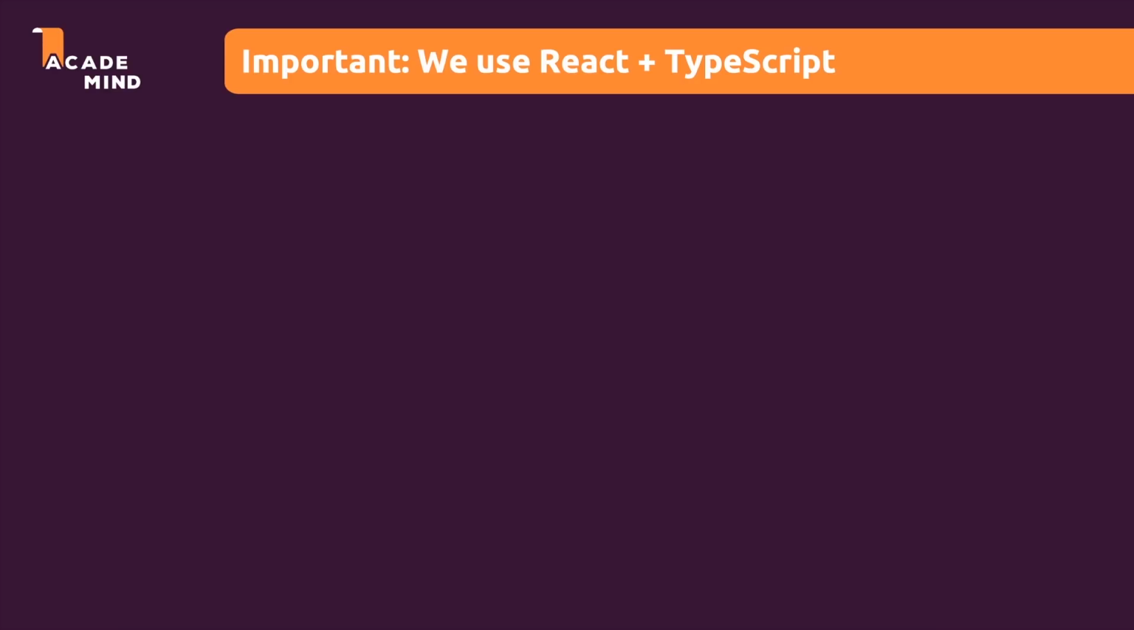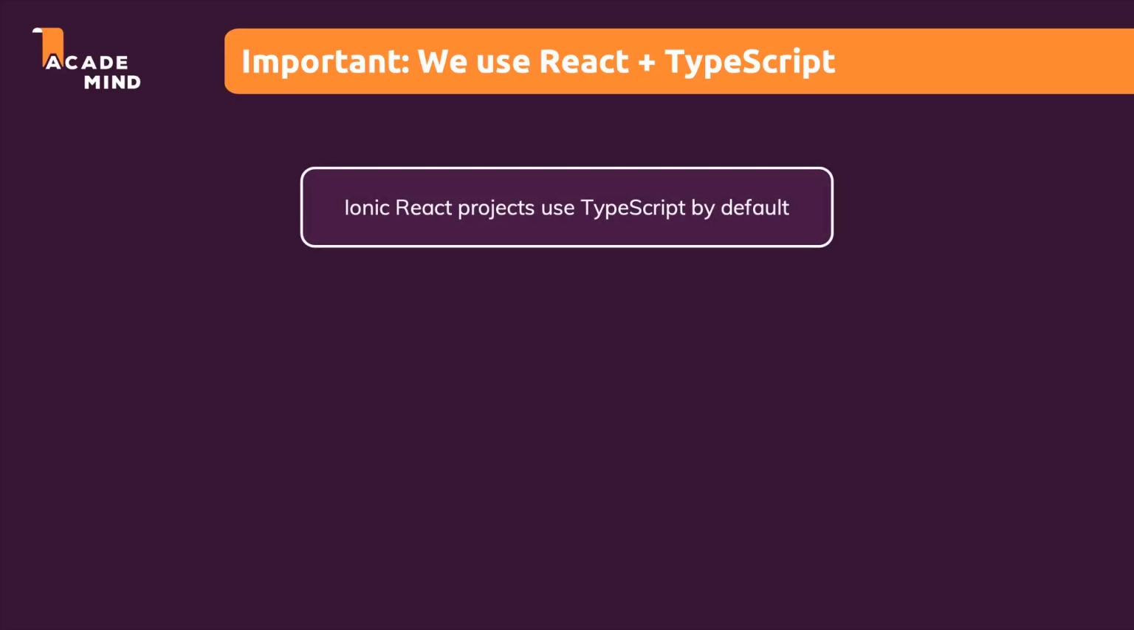Here is one important thing. When working with React and Ionic, you typically use TypeScript for your React application. And that is something you might not be used to, because normally in React development, you work with JavaScript. Now you can absolutely use TypeScript with React, even if you're not using Ionic. But you don't see that as often as you see React with JavaScript. However, Ionic React projects use TypeScript by default.